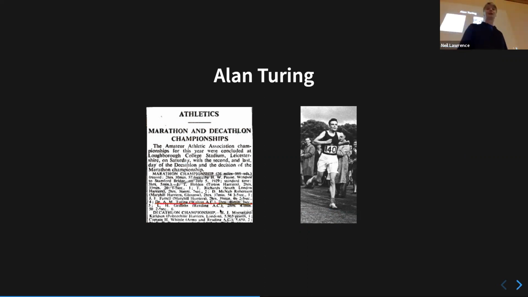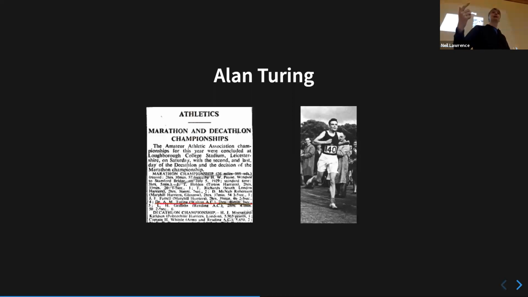So this is Alan Turing being reported on in 1946. The Amateur Athletic Championships for the year were concluded at Loughborough College Stadium, Leicestershire, on Saturday with the second and last day of the decathlon and the decision of the marathon championship. So here's Dr. A.M. Turing, Walton Athletic Club, 2 hours 46 minutes. Today they're getting close to sub 2 hours, but this is the fastest, and that's 2 hours 30, which would have been close to the gold medal time in 1946. So Alan Turing is only 16 minutes off the gold.